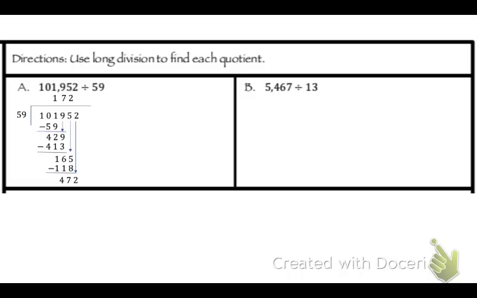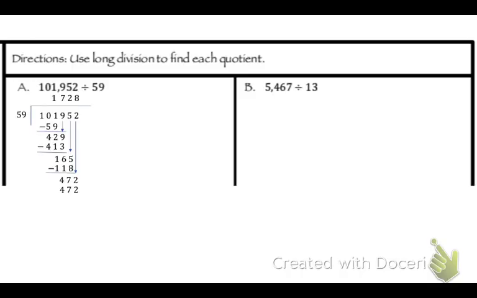How many times does 59 go into 472? 8 times. 8 times 59 is 472. Subtract that, you get 0, which means there is no remainder. And then we're done. So 101,952 divided by 59 is 1,728.